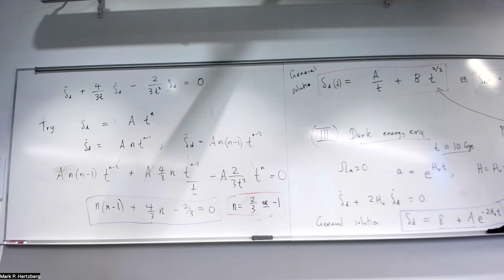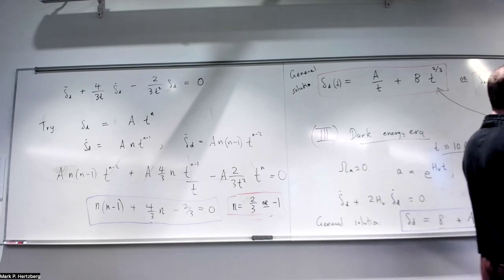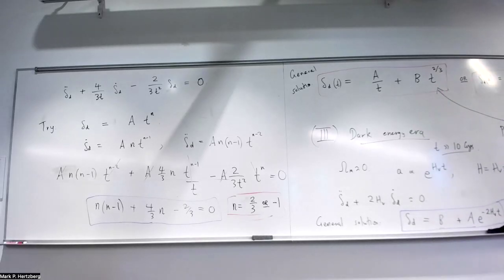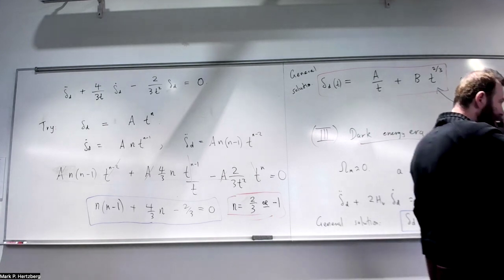People usually give this a different name. I don't know why, but people like to use the letter D for some reason. So people call this D, and they put a little plus on it to remind you that it's growing. Okay. So this is a differential equation.